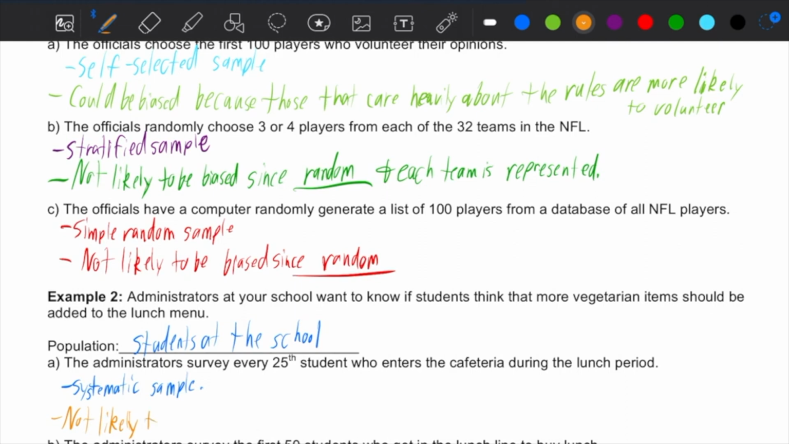Once again, it's still possible. But it's because it's random, again, and a wide range of students will be surveyed.